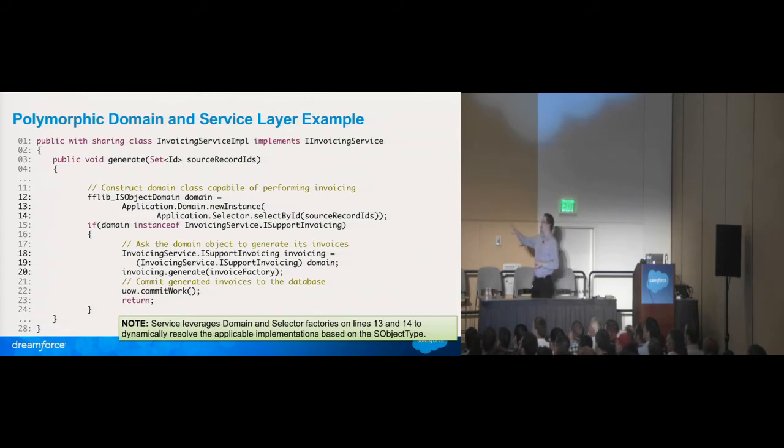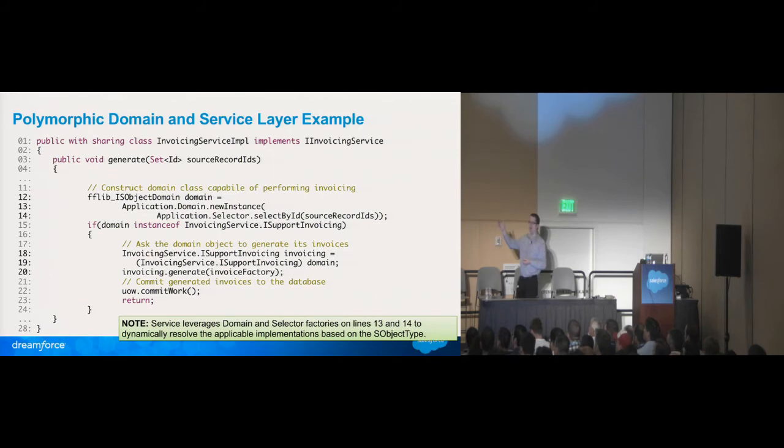So the engine here, this invoicing engine that's been built, is saying, right, I'm going to use the selector factory to get me the records. I don't know which selector gives it because I don't know what type of records they are. And then I'm going to pass those to the domain factory. And again, I don't really know what domain class. I don't really care which domain class serves this.